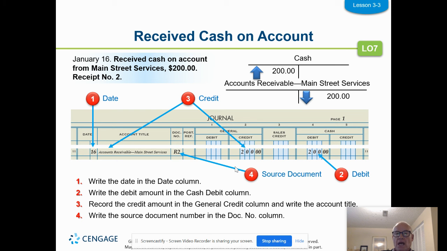Again, at the end of the day, debits equal credits, and assets equal liabilities plus owner's equity. In this case, there was no change to the assets because we had one increase and the other decrease, and no impact on the right side of the equation. But we do have more money in the business because a few days or weeks ago, we sold something.